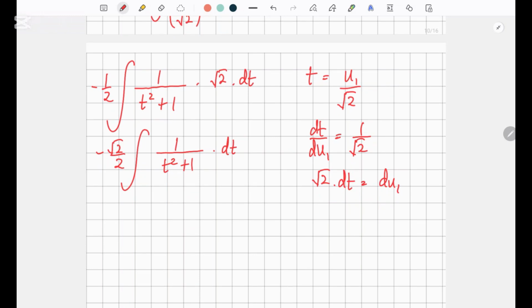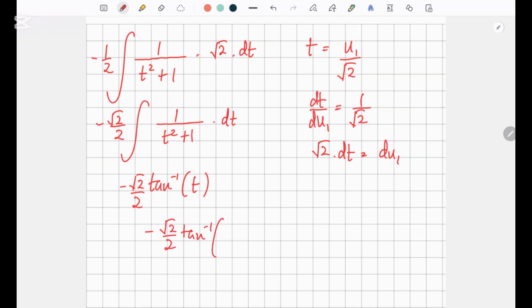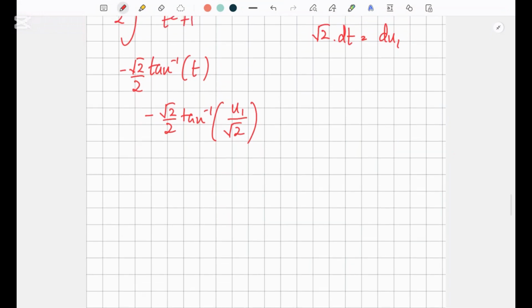This is easy. You can directly write the answer, but if you guys want me to show it, please drop a comment. So the integration for that would be tan inverse t, times negative root 2 over 2. So it's negative root 2 over 2 tan inverse, and instead of t, I'm going to write u' over root 2. So now we found both the integrations, right? So now we could bring our answers together.